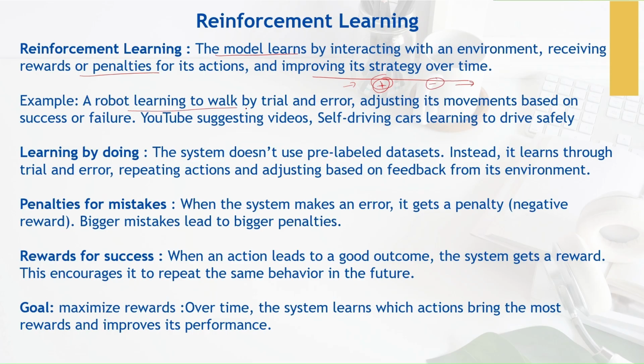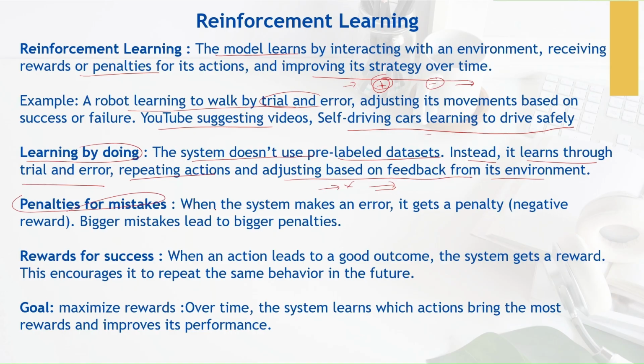Example, a robot learning to walk by trial and error, adjusting its movement based on success or failure. Then YouTube suggestion videos. Sometimes you get all irrelevant suggestions. So that is again a penalty. Okay. Every viewer should get relatable YouTube suggestions. Then self-driving cars learning to self-drive. The concept is learning by doing. Okay, the system doesn't use a pre-labeled data set. Instead, it learns through trial and error, repeating actions and adjusting based on the feedback from its environment. Like this, the feedback from the agent will say, okay, you're giving the wrong answer, please give the right answer, use this, relearn again, then it will give you the correct answer.